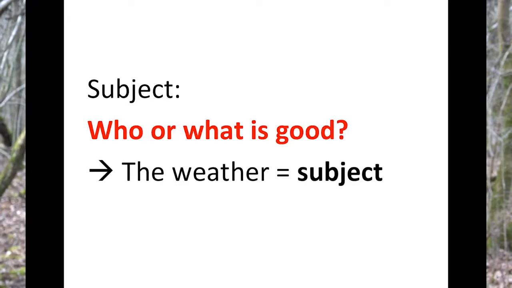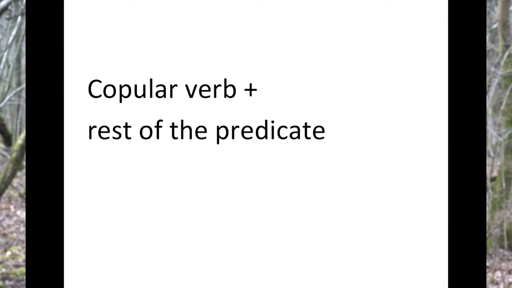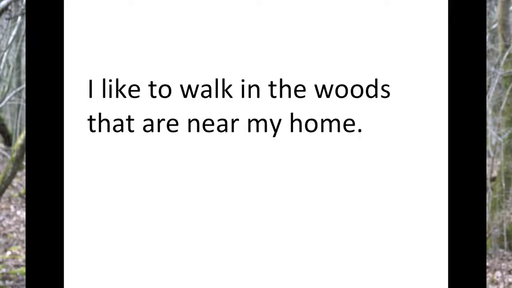The weather is good. Who or what is good? The weather. So the answer to this question, who or what plus verb, gives us a subject. Who or what is good? The weather. The weather is the subject. Now this is a copular verb, so it doesn't have a direct object. It just appears with the predicate, and there can be all sorts of things in the predicate. In this case, it's an adjective, good. So we'll just move on and have a look at the other elements.